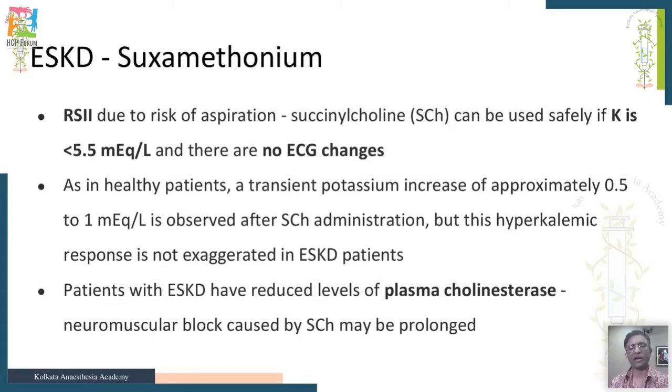Suxamethonium remains the drug of choice for rapid sequence induction intubation. Remember, the risk of aspiration is higher. It is safe as long as the potassium is less than 5.5 and there are no ECG changes. The increase, like in a healthy individual, is around 0.5 to 1. And because of the decreased plasma cholinesterase, the duration of action of SCH will be longer.